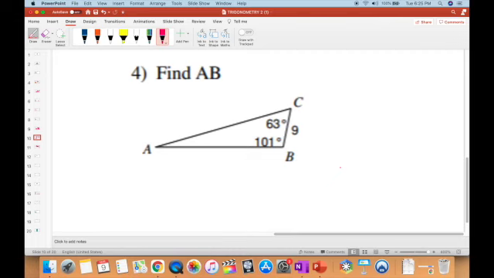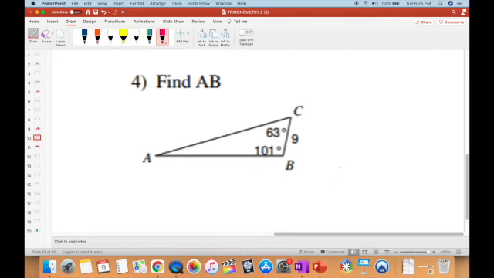Try it and see, should I use the sine rule or the cosine rule here? This angle is 63, this angle is 101, and this is 9. So which one should I use? Sine or cosine? Remember our dead giveaway for the cosine rule. If you saw that you have an angle and you have the two sides on either side of that angle, well then you could think about the cosine rule. But we don't have that. So we could start thinking maybe it could be the sine rule, right?